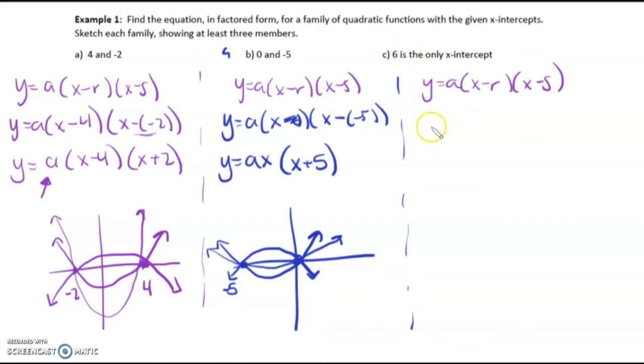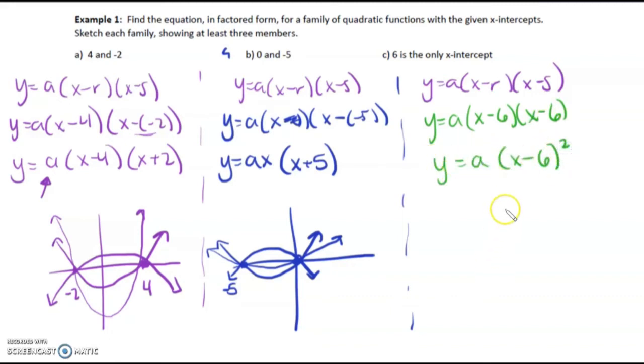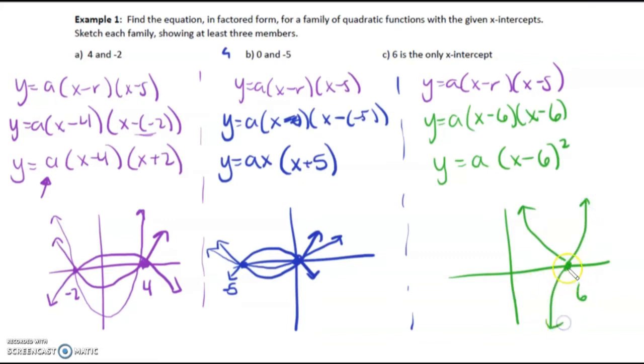Then 6 is the only x-intercept, so 6 is going to account for both the r and the s in this case. We can rewrite this as a, x minus 6 squared. If 6 is the only x-intercept, the vertex is going to be right at 6, 0. It can open up, it can open down, it can be wider. So there are 3 members of the family that has 6 as the only x-intercept.